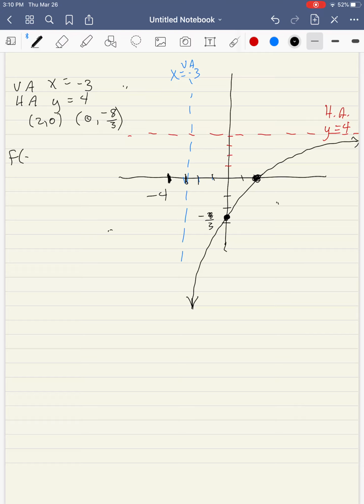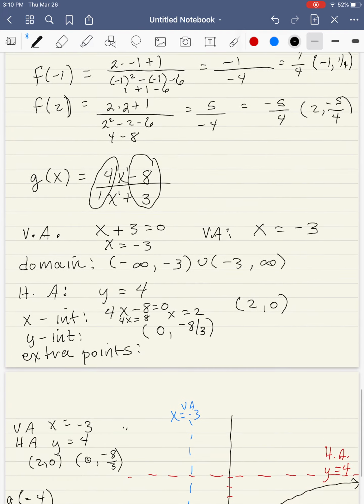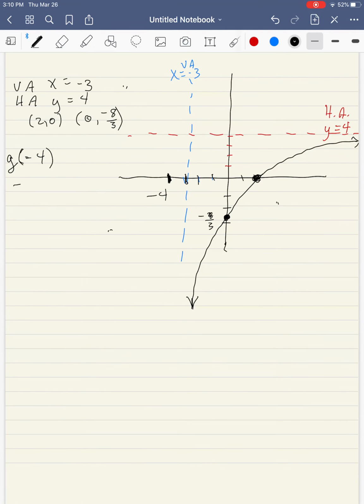So I'm going to find, I think it's G actually. I'm going to find G of -4. Let me double check. Yes. I'm going to find G of -4. So I plug into my function. And I get, let's see, -16 minus 8 is -24 over -4 plus 3 is -1, which is 24. So I have the ordered pair -4, 24.